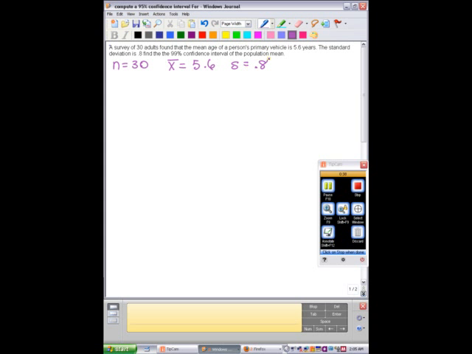We want to find the 99% confidence interval for the population mean. So our confidence is 0.99. First thing we have to do is figure out z star for 0.99. Now we can use our table on page 399 and find the critical value z star for a 99% confidence level. And again, this is page 399.